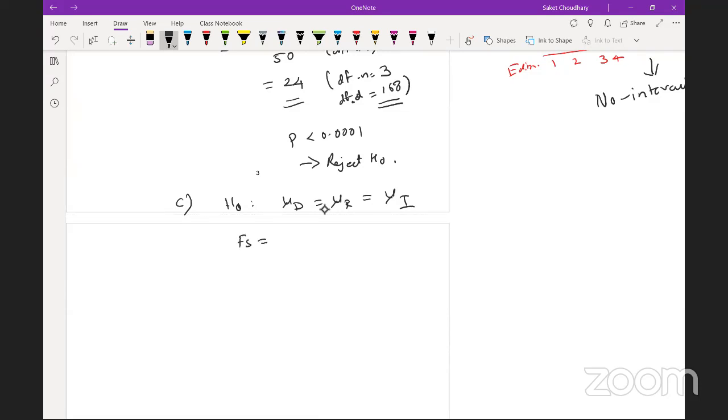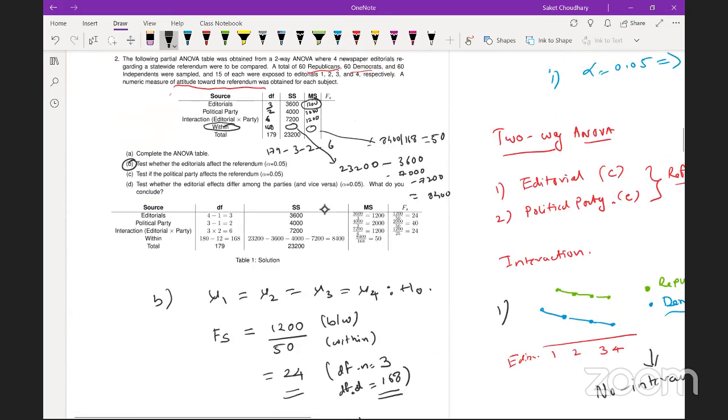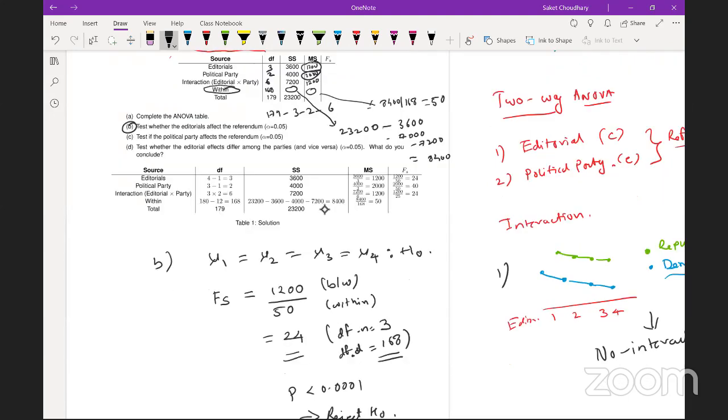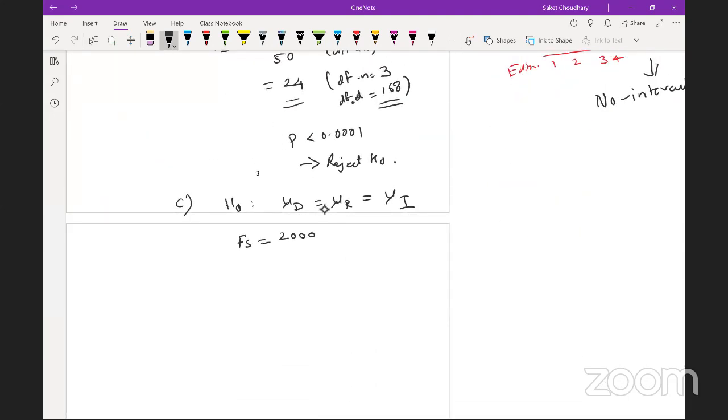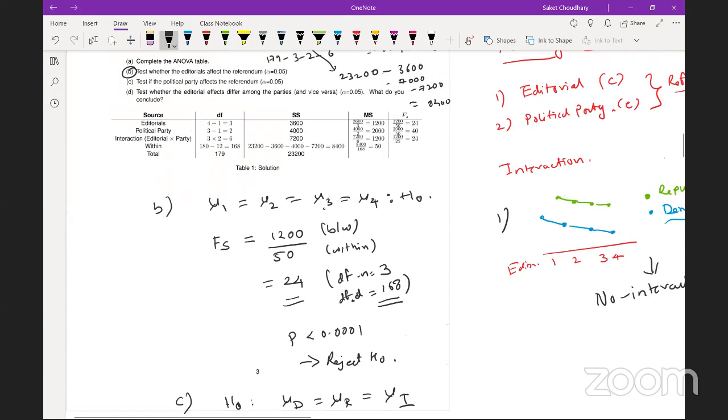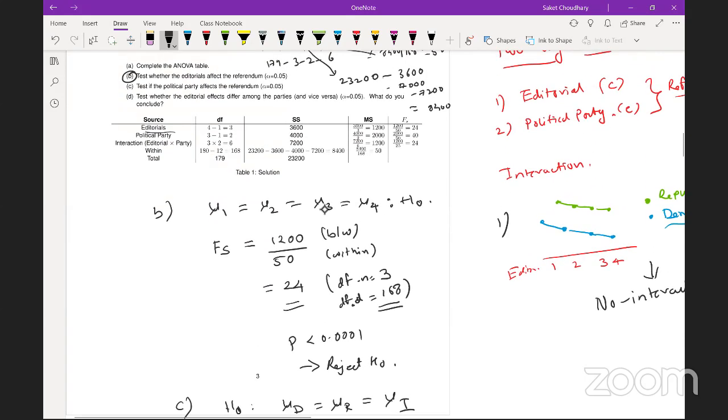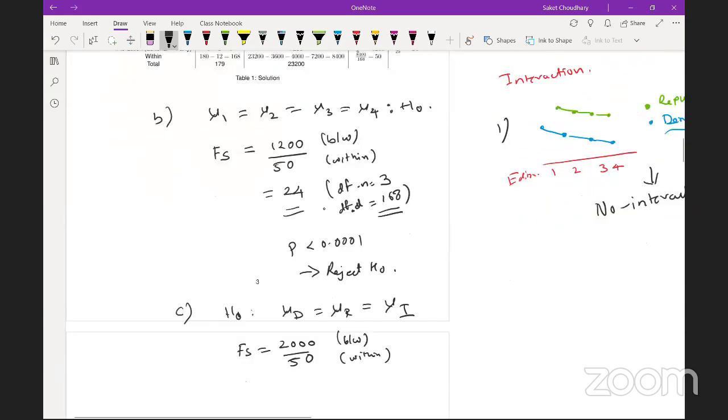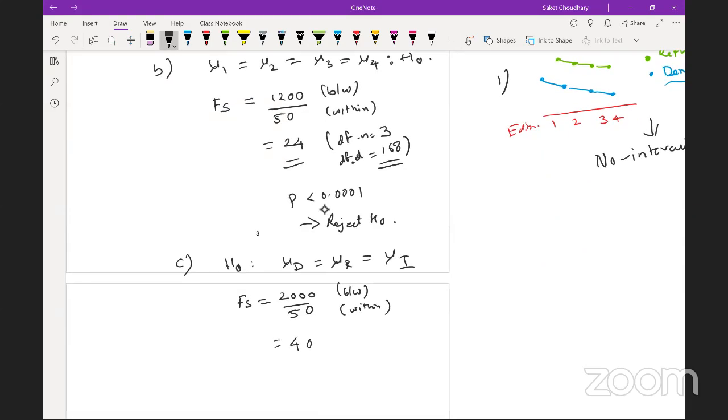So the F statistic again is given by this value here, which is 2000. Again, this is between, this is within. Between is coming from the groups corresponding to the political party. And this is 40. Again, this is P. You'll need to reject H naught.